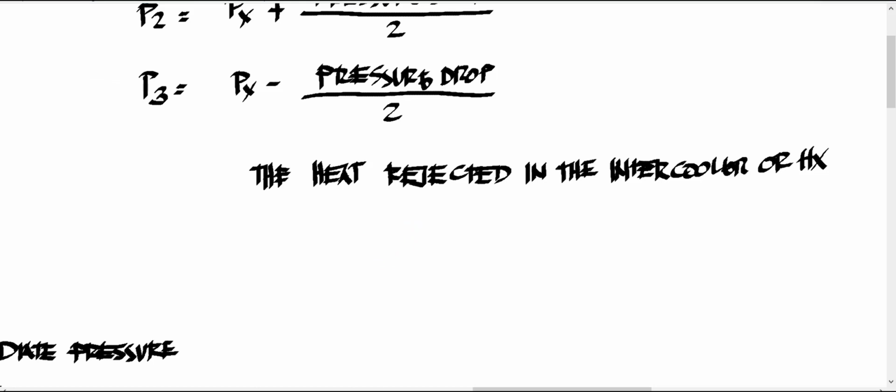So for the heat rejected in the intercooler or the heat exchanger, we have your Q. Okay, so that will be on the jacket water that will be used to cool down the intercooling. So we have Q in the intercooler is equal to the mass flow rate of your air. Okay, then we have the specific heat at constant pressure. Then we have your T3 minus your T sub 2.